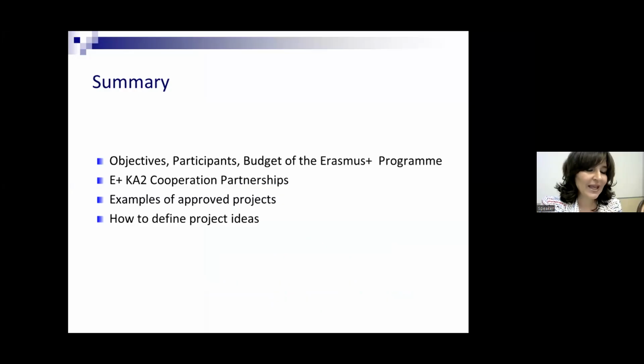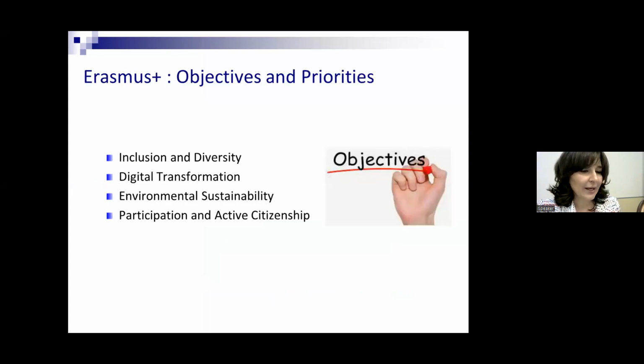Language. And I will speak about the Erasmus Plus program. This is an international program that provides funding opportunities for the higher education sector, and in this case, we're speaking about language learning and funding opportunities in this field. The priorities of the program are related to, as you can see, inclusion and diversity, digital transformation, environmental sustainability, and participation and active citizenship. These are transversal priorities of the program.